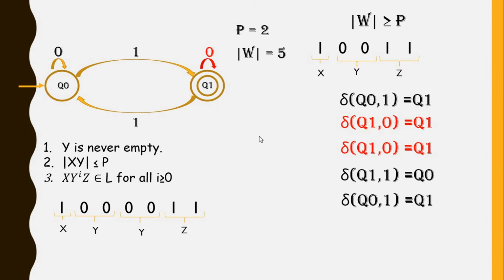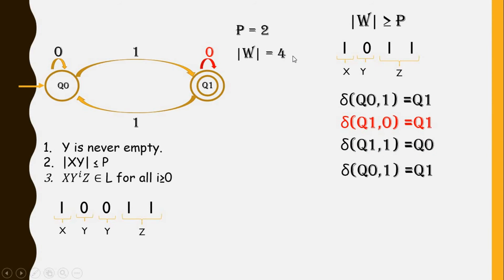But now, what will happen if the y part involves q0 and q1? Well, to see what happens, let's go back to the previous string that has length 4. Now, let's get rid of the x part, like this. Now we made the y part consist of 1 and 0, right? And also, the y part now involves q0 and q1, because this is the y part now. Now, what happens when you pump up or pump down? Let's just pump up, okay?